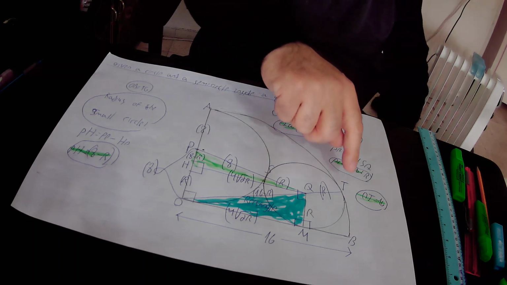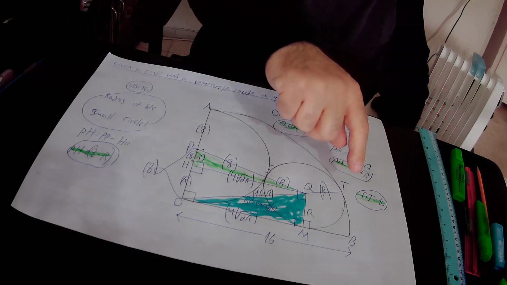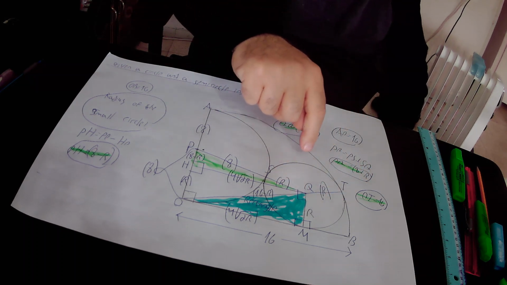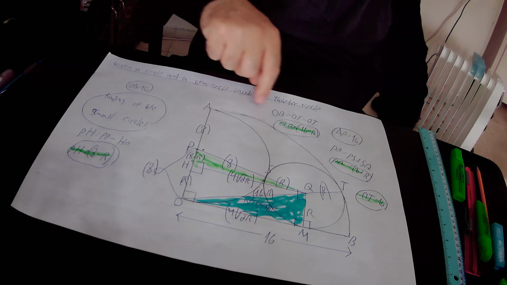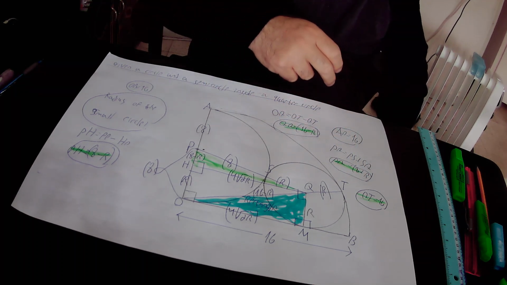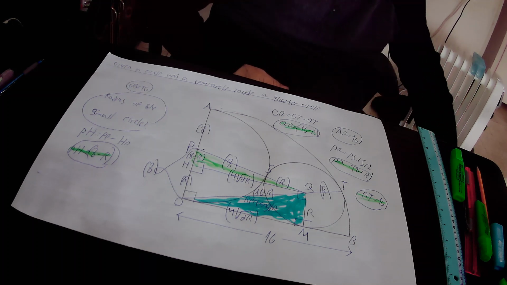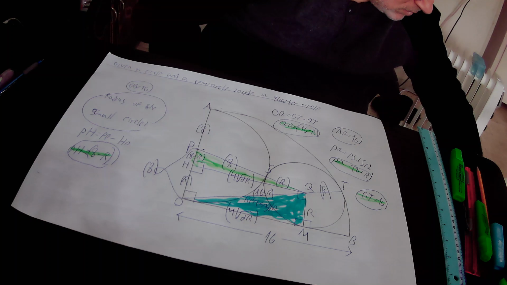So here the small circle touches the big quarter circle. This is the small circle that touches the big quarter circle here at point T. So they have an internal touch between them at point T. And therefore we can implement here rule 9. I'll repeat quickly rule 9.